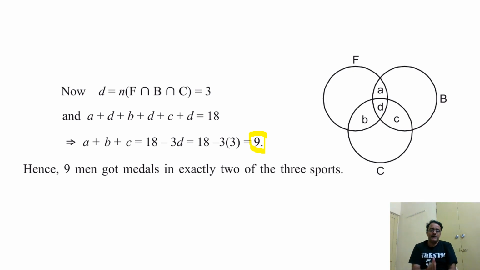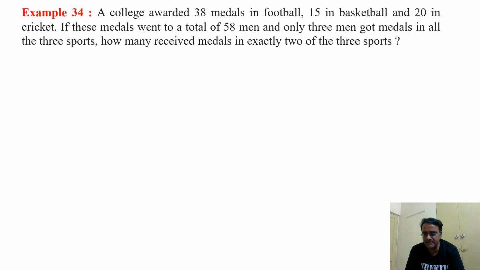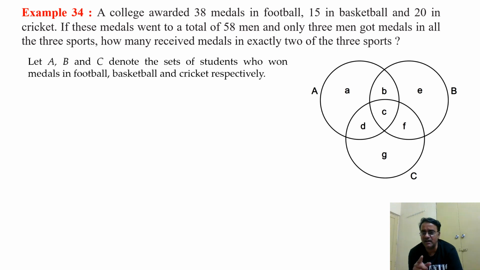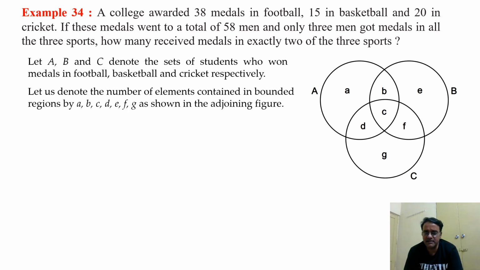So this is the formula method. Now we are going to use the method using only Venn diagram. Okay. So second method, the same question. Now here I am going to take 3 sets A, B and C. These are 3 sets, and I wrote all the portions with one alphabet each, A, B, C, D, E, F, G, G तक, right? So now see, let us denote the number of elements contained in bounded regions by A to G as shown in the joining figure.